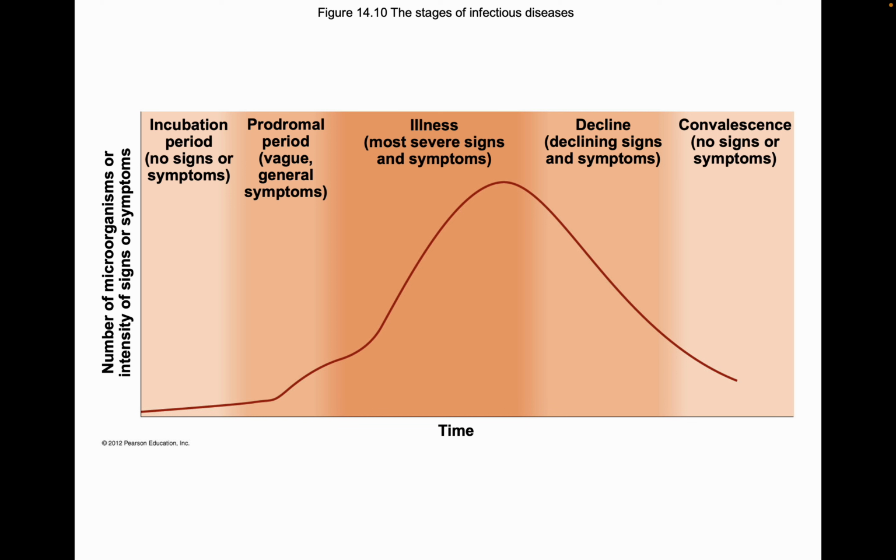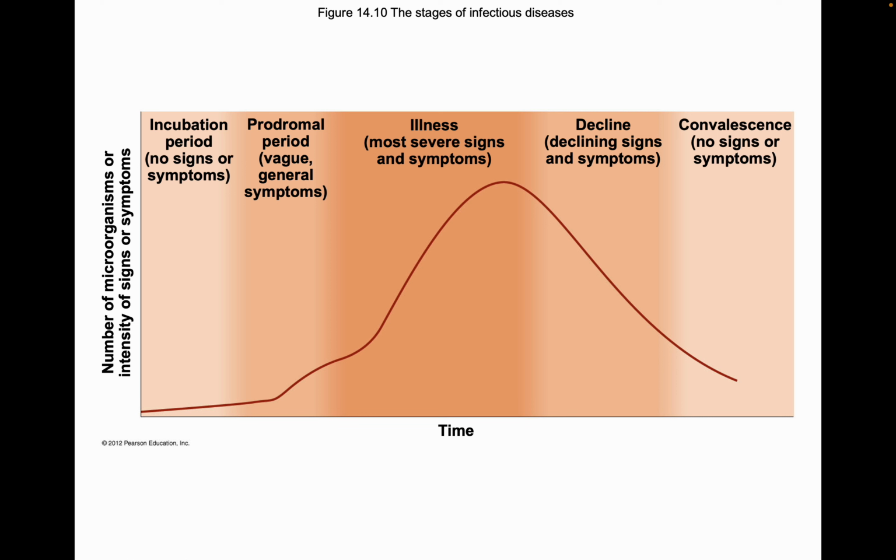All right, here's a graph of some general patterns of the stages of the infectious disease over time. The red line indicates the number of microbes or the intensity of signs or symptoms. So when are you most contagious and when do you feel the most sick? The incubation period is over here on the left; the origin would be when you're first exposed to the pathogen.